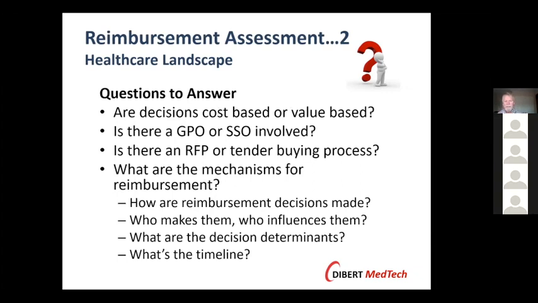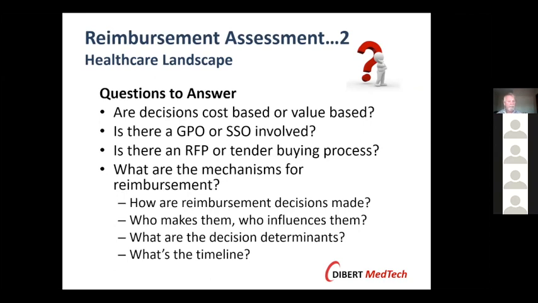Landscape again. So there's a decision based on cost or value. And value-based procurement is gaining some traction, but cost is still the primary motivator. Value-based means that, yeah, the device may cost a little more in dollars, but the total value received from the patients, whether it be lower length of stay, better quality of life, better chances of success, takes into account not just the price.